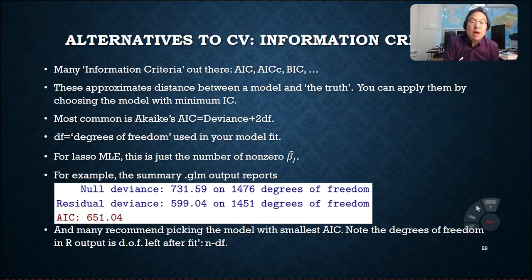Again, the most common is Akaike's information criteria, which is deviance plus 2 times the degrees of freedom. And this degree of freedom is used in your model fit. For LASSO MLE, this is just the number of non-zero beta hats. For example, the summary GLM output reports like this, with null deviance and residual deviance like that. AIC is 651.04. And many recommend picking the model with the smallest AIC. Note the degrees of freedom in R output is the degrees of freedom left after the fit, like N minus DF. So don't get confused.